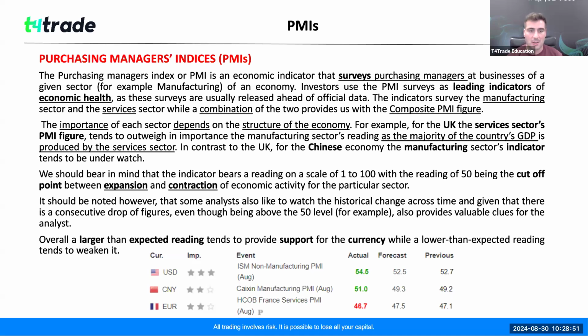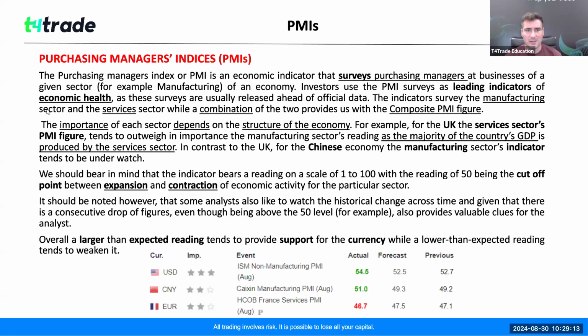We're talking about the largest nation when it comes to creating stuff, manufacturing stuff, at least, no services sector. So we tend to pay a little bit more attention, or a lot more attention, on the Caixin and the NBS releases of the manufacturing PMIs in order to get a better grasp of what's going on with the Chinese economy.